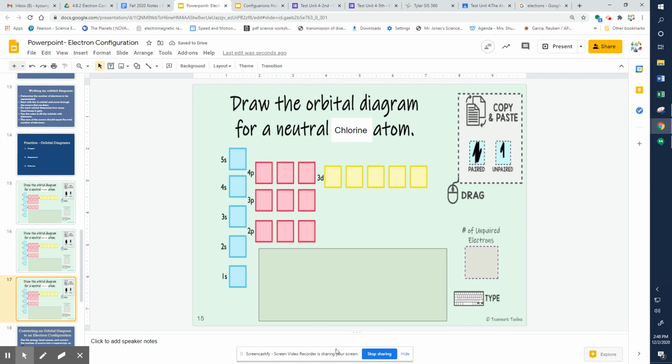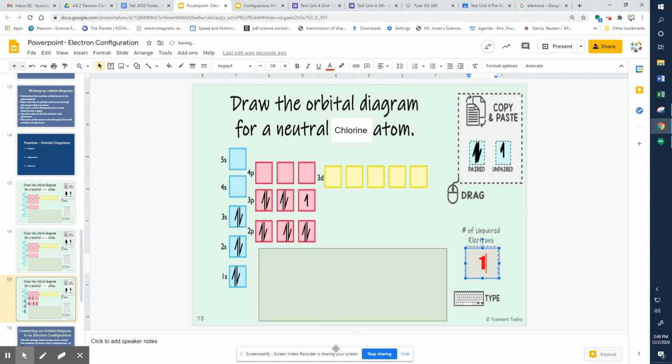Our last example was chlorine. And again, we already did this. I'm just going to show you what it looks like on your homework. Okay, and then how many unpaired electrons? You click in there and type in 1.